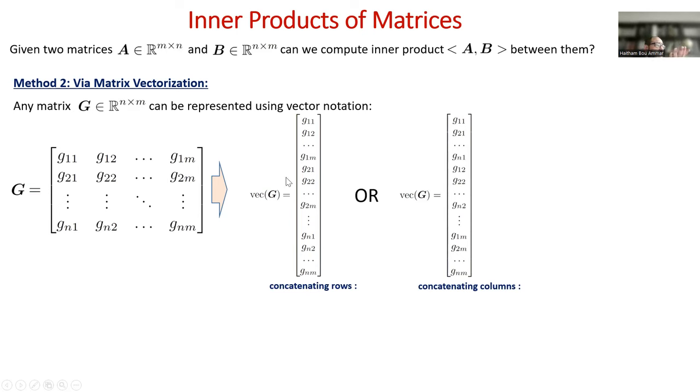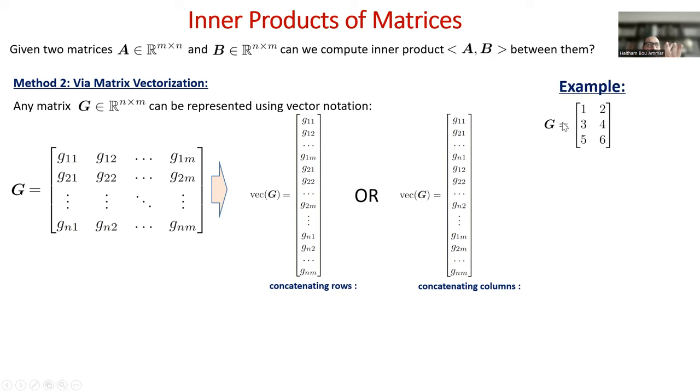So you could actually take the rows and put them after each other. So this first row will be corresponding to the first set of indices in my 1D array. This second row will be corresponding to the second, and so on. Or I could say the first column corresponds to the first set of indices in my 1D array. The second column will be the second set of indices, and the last column will be the last set of indices.